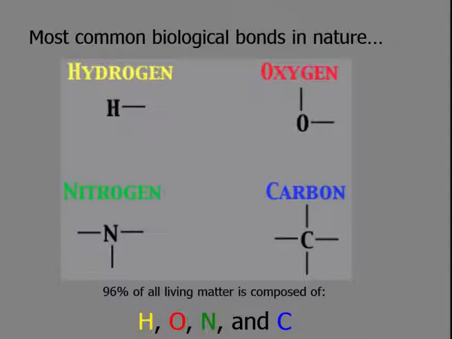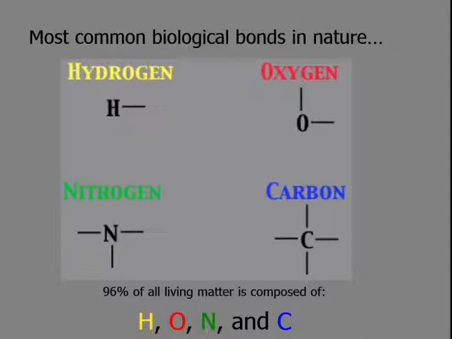Okay, and this is the last thing that we're going to talk about in this unit, which is the most common biological bonds in nature. They spell out a dumb word, HONC, H-O-N-C: hydrogen, oxygen, nitrogen, carbon. The reason that dumb word is actually kind of handy is that 96% of all living matter is made of these 4 elements, and it also happens to be the number of bonds they make.